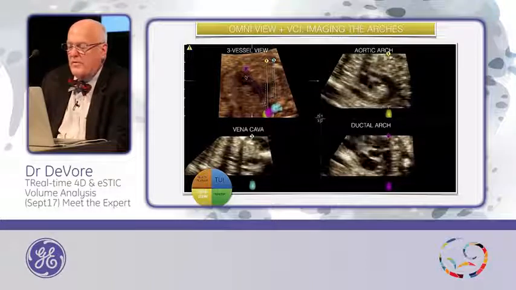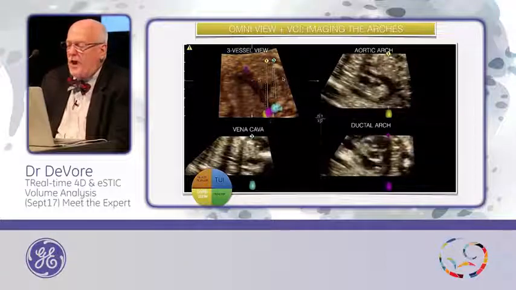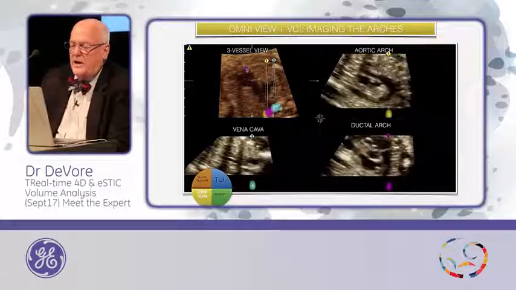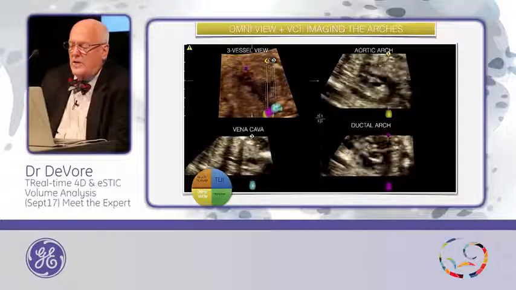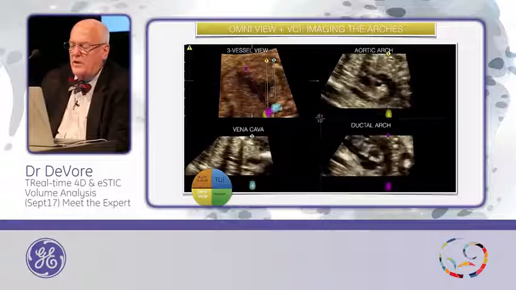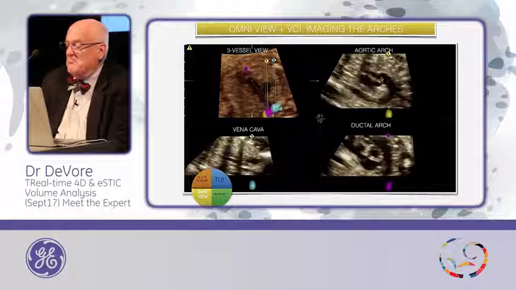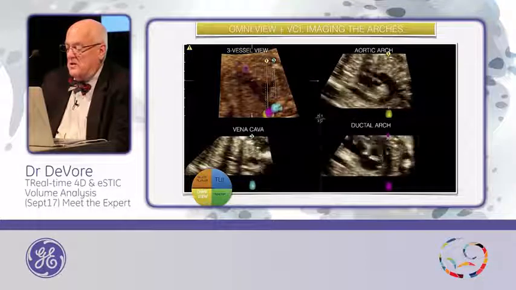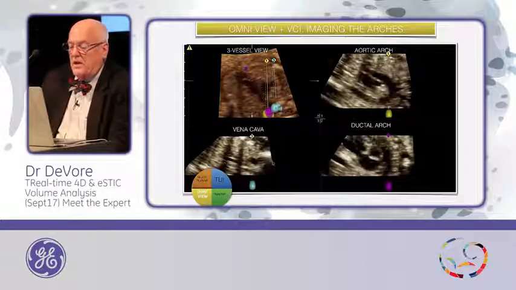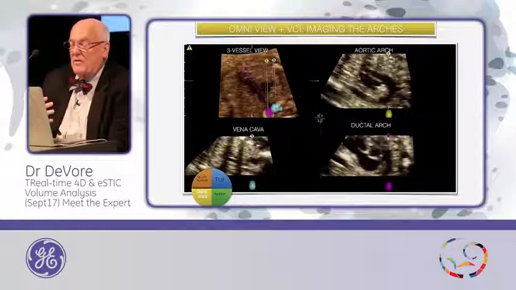So you go to the level of the three-vessel view like I've got here. You take OmniView. You draw a line down the ductal arch, down the aortic transverse arch, and the superior vena cava. What do you see? Aortic arch, ductal arch, superior vena cava. I mean, that's simple. Find the three-vessel view.